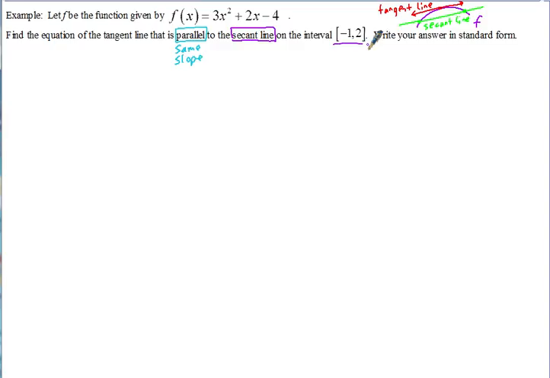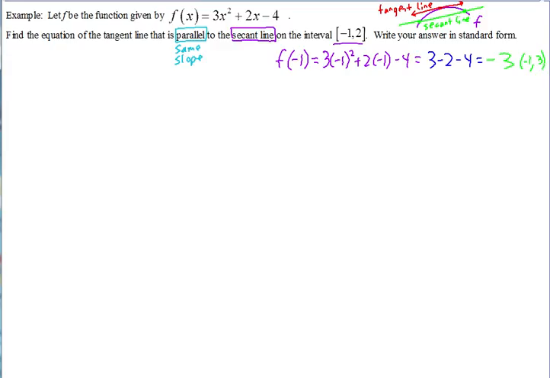And then to find the y-coordinates, since they're points on the function, we can just plug those one at a time into f. So f of negative 1 is 3 times negative 1 squared plus 2 times negative 1 minus 4. That gives 3 minus 2 minus 4, which is negative 3. So there's the y-coordinate of that point. The point is negative 1, negative 3.